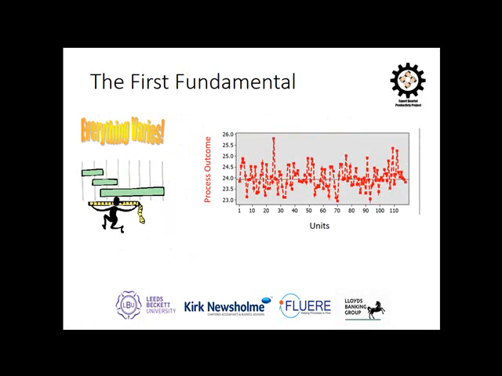So the first thing to bear in mind is that everything varies. Whatever you're measuring, whether it's an input or an output, it will vary over time. And we call that natural variation. And descriptive statistics is all about trying to measure and visualize the amount of variation at a basic level.